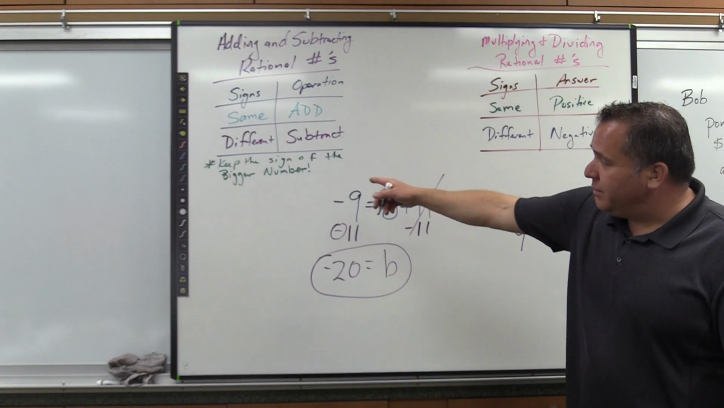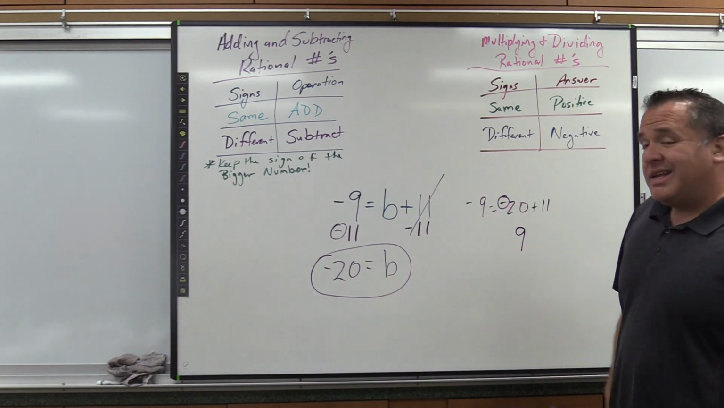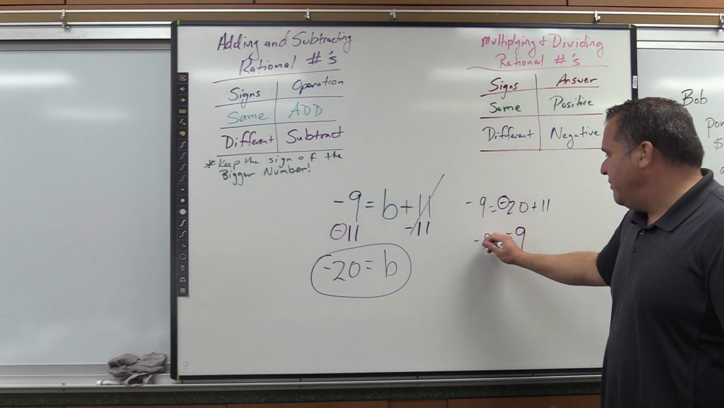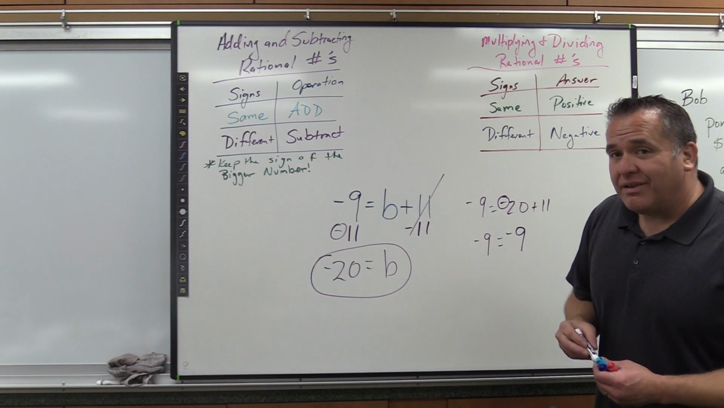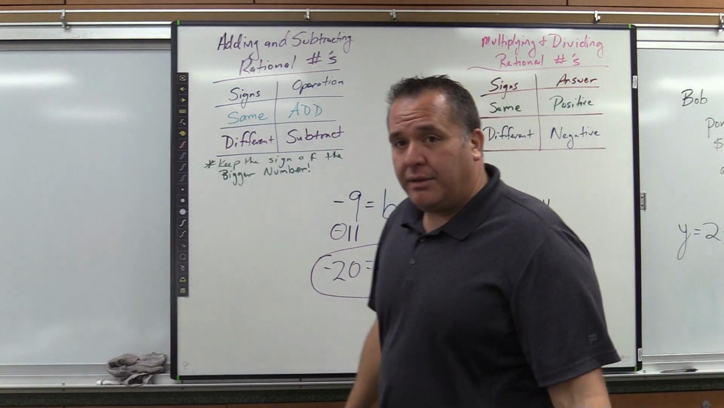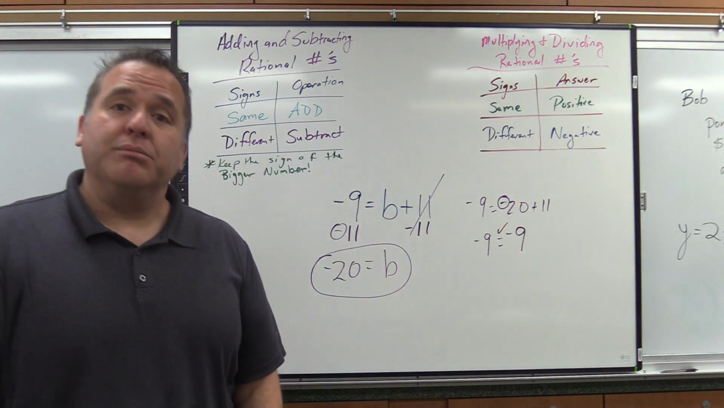Then it says we're going to keep the sign of the bigger number. That's -20 because 20 is bigger. So it's going to be -9. And you see, these two, -9 and -9, do equal each other. Therefore, my problem is correct. And that's how we solve these simple equations.